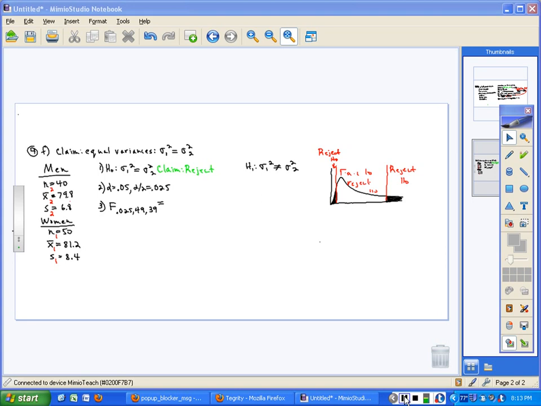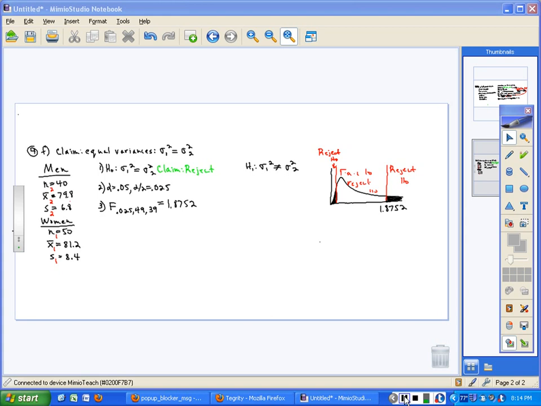And then down the left side is degrees of freedom 2, and that's 39. And 39 would be closest to 40. So it's basically 40, 40. So the critical value is 1.8752. And that happens to be the right critical value, 1.8752.